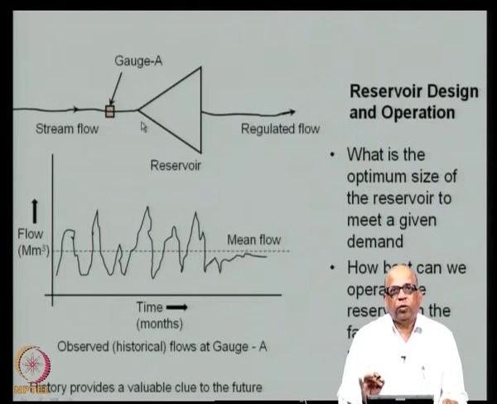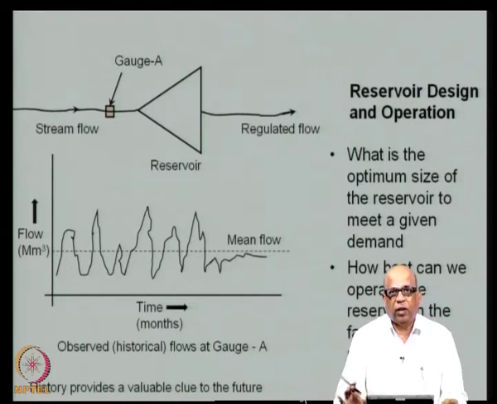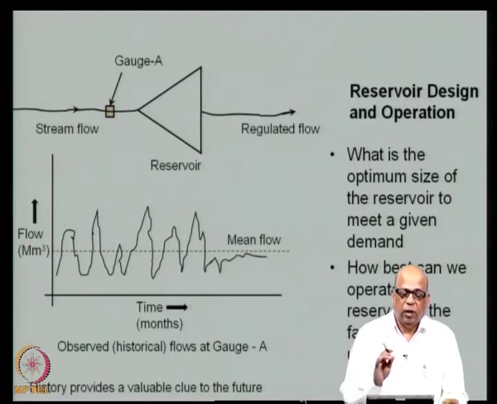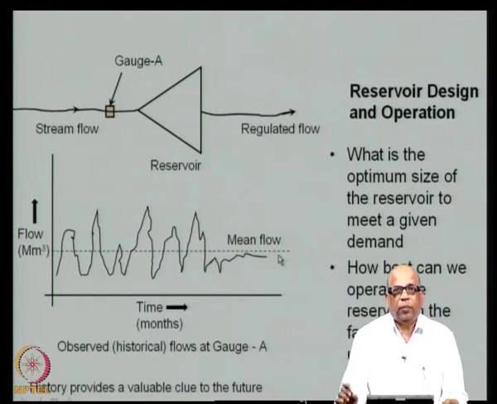So, the first question that we ask is, what is the minimum storage that you need to build to meet a given demand? That is extremely simple, and it is the first level question that we ask in any water resource system. What is the size of the reservoir that you need to provide at a given site, which is governed by a particular hydrology, to meet a certain pattern of the demand?